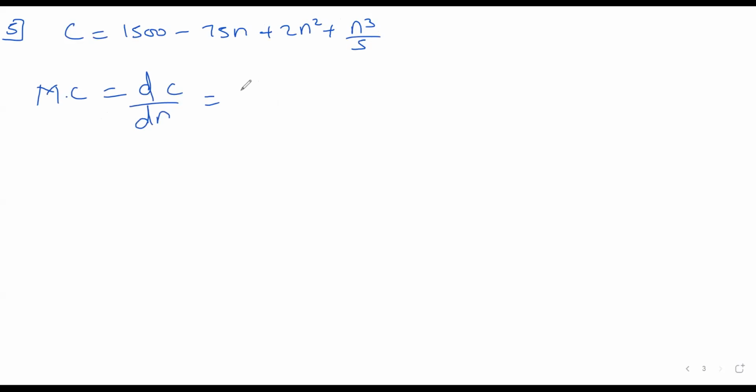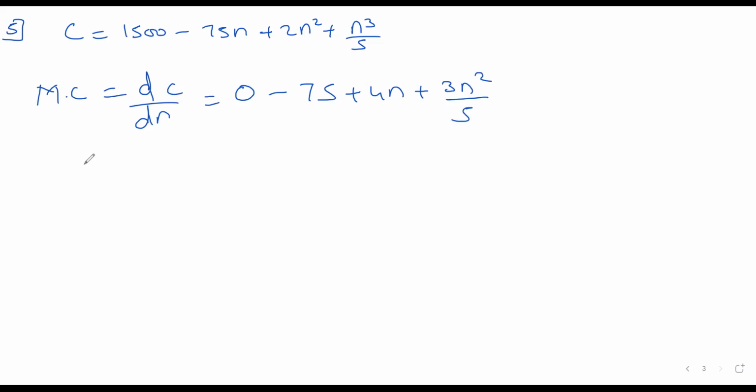That will be, 1500 चा derivative काय येणार? 0 minus 75n चा 75. 2n square चा plus 4n. n cube चा plus 3n square by 5. Yes.